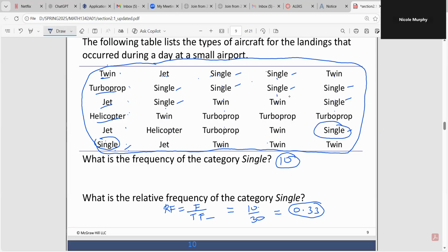No problem. So we're only focusing on the single category. We are interested in the relative frequency for this category single. So that would be the number of times this occurs divided by the total, which is 10 out of 30. And that gives us 0.33. Any other questions? All right. So now let's move on.